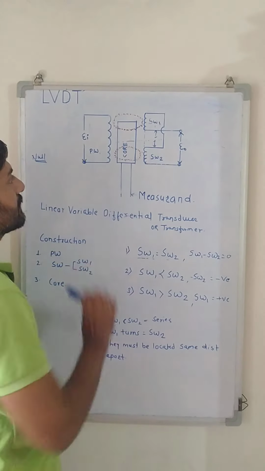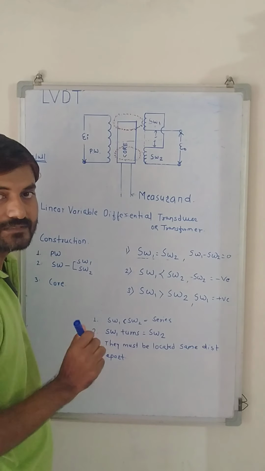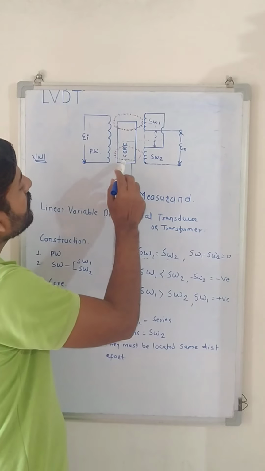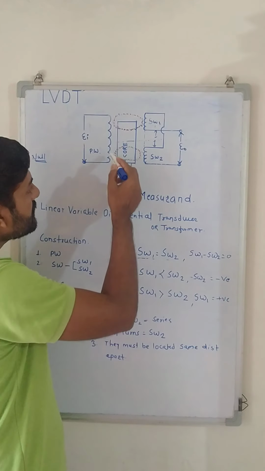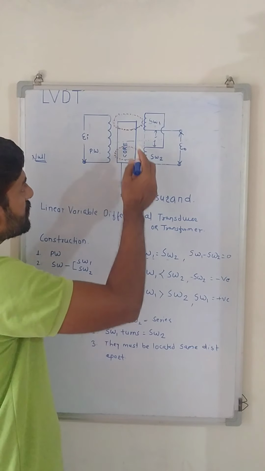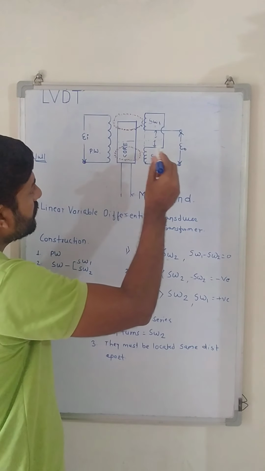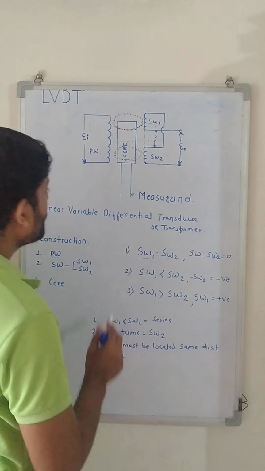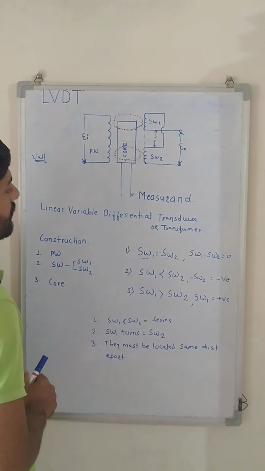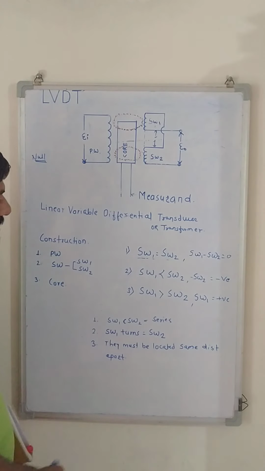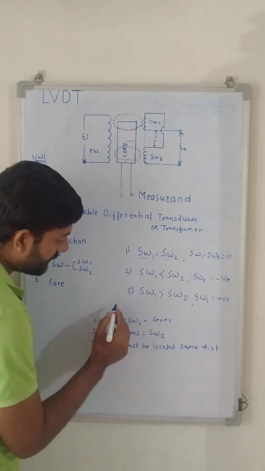So when we supply from the primary winding, what will happen? Here is the input, and EMF is always induced in this portion, the lower portion or the right portion. So accordingly we can notate its output. Before proceeding to the working, we must satisfy the conditions for LVDT.